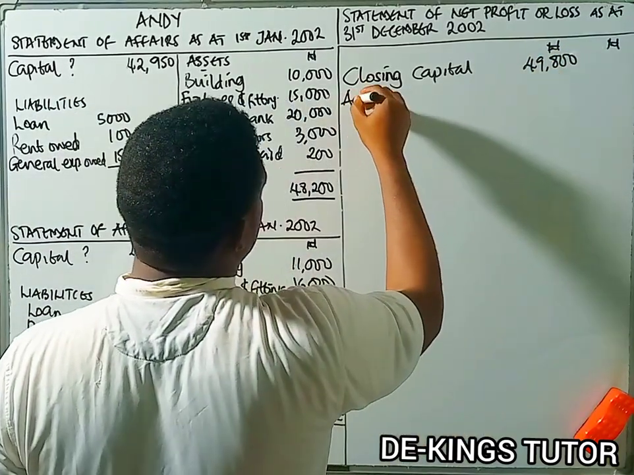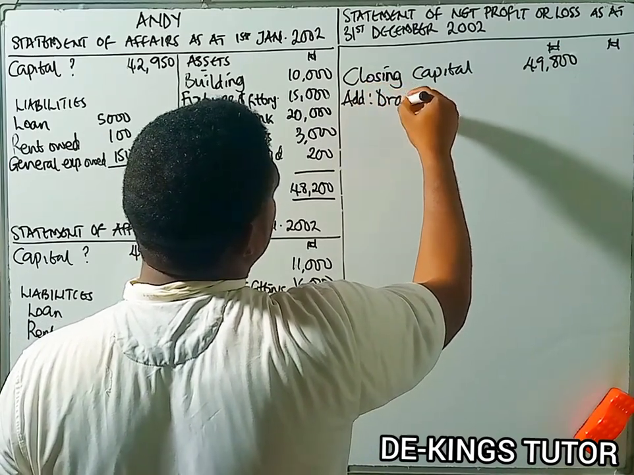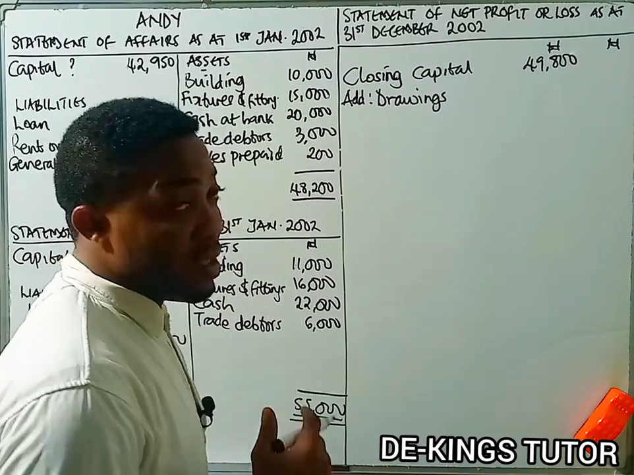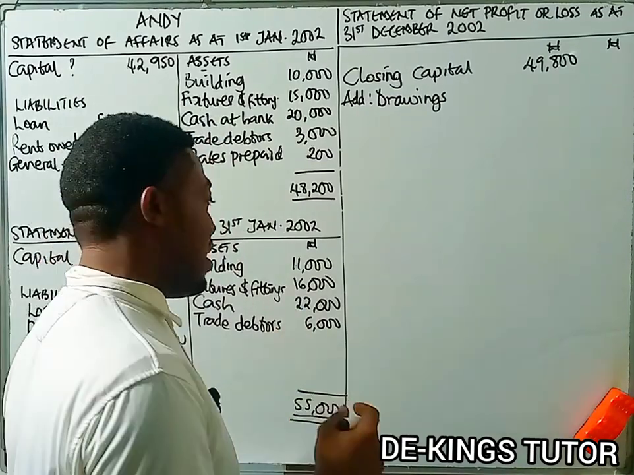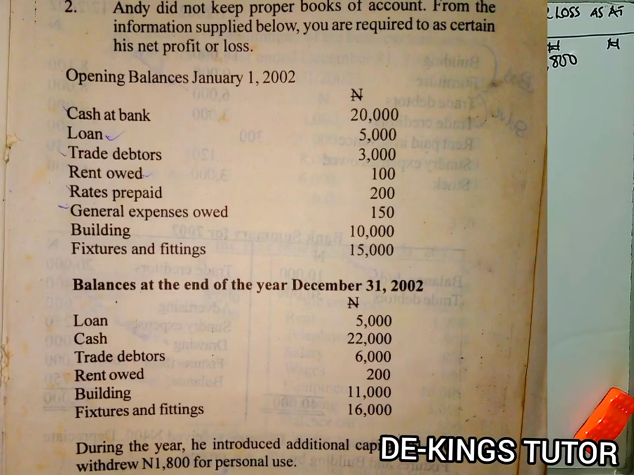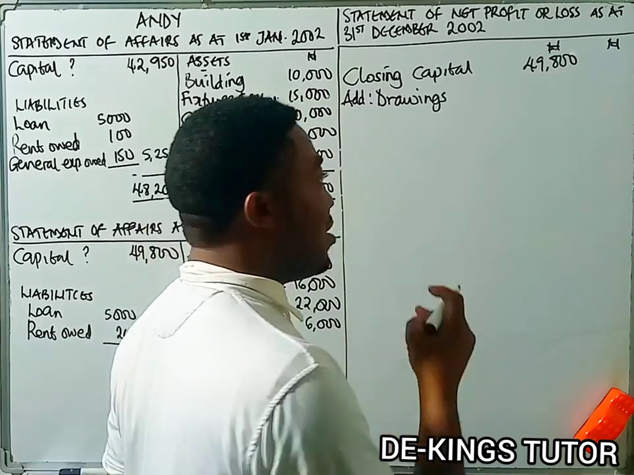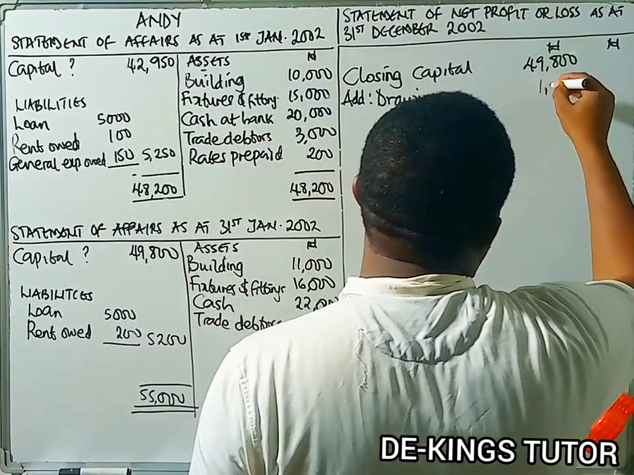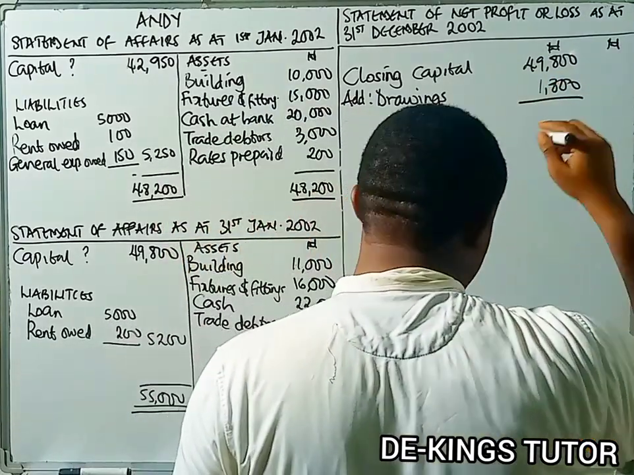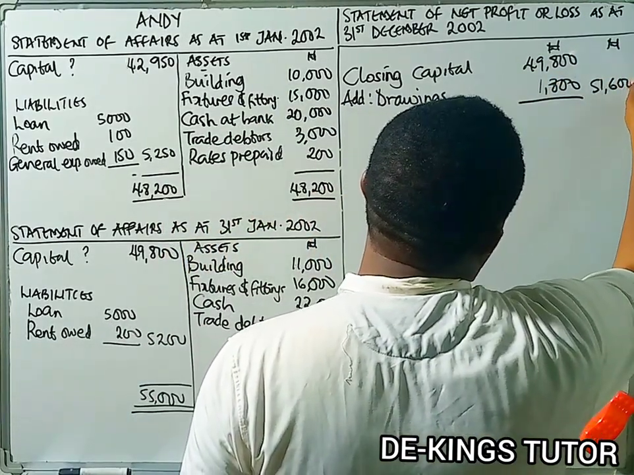Now, the next thing to do is add drawings. If there are any drawings, you add them. Now, remember, in some questions, they might not have a drawing. Okay, so you just move further ahead. So add drawing. From the question, in the additional information, they said the drawing is 1,800. He withdrew 1,800 for personal use. So that withdrawal for personal use is a drawing. So we're going to add it, 1,800. So 49,800 plus 1,800, with my calculator, will give us 51,600.